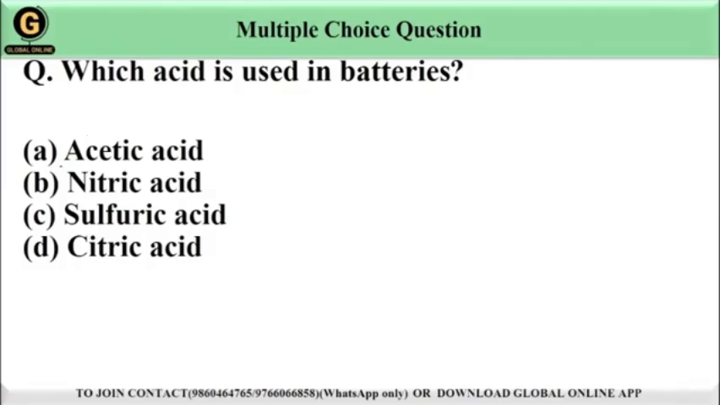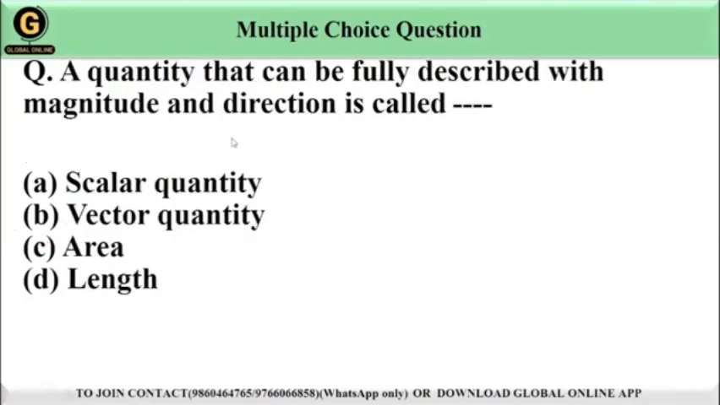It helps in the chemical reaction that generates electricity in the battery. The other acids listed, such as acetic acid, nitric acid and citric acid, are not typically used in batteries. So the correct answer among the options will be option C, sulfuric acid. Let's move to the next question.